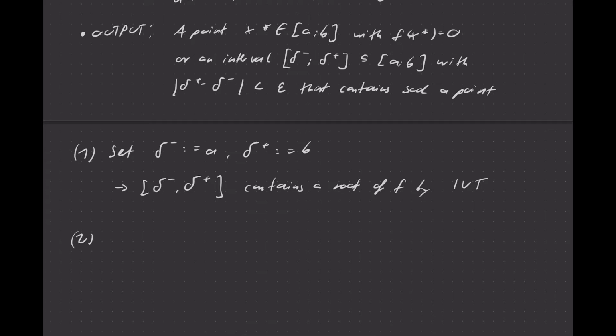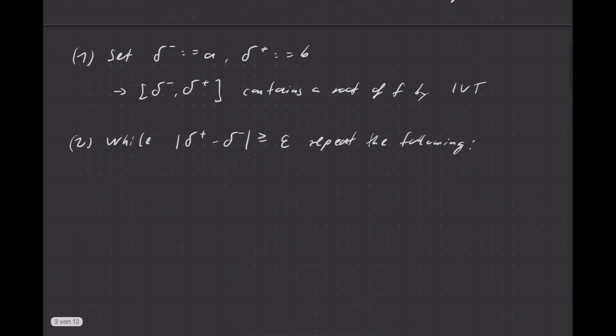Two, now let's check if the interval maybe is small enough already. And if it's not, we're going to refine it. So while the size of the interval, delta plus minus delta minus, is still too large, and too large means it's greater or equal to epsilon, we repeat the following steps. The first thing we do is we compute the so-called bisector, and that is where the method gets its name from.